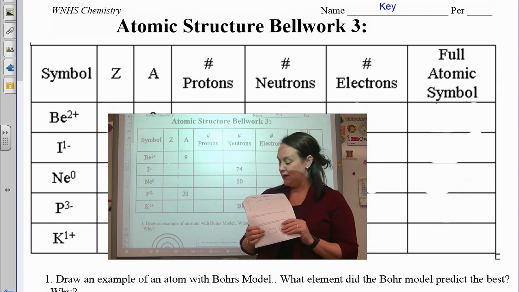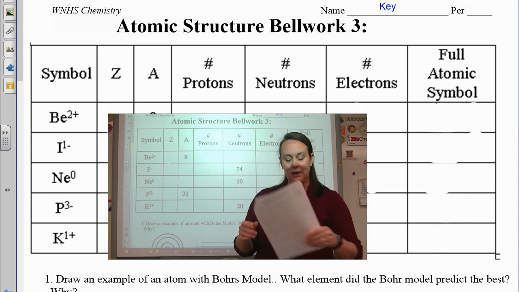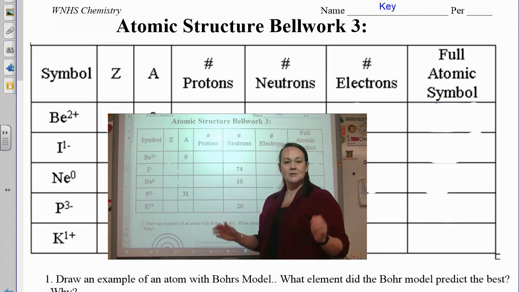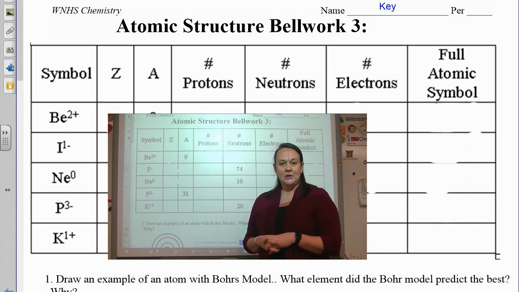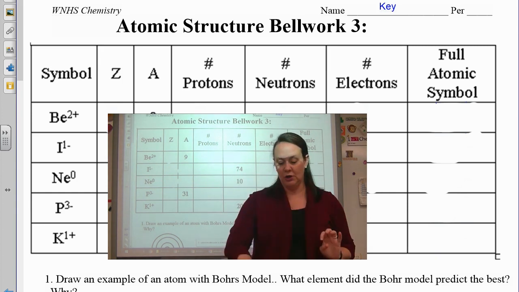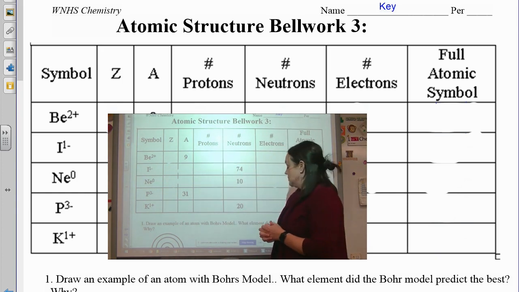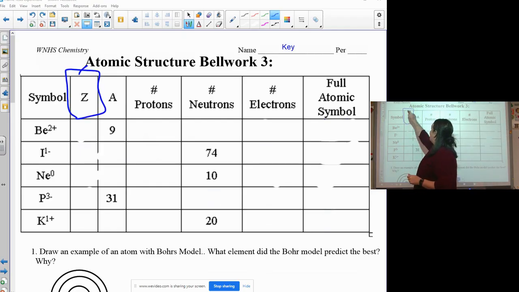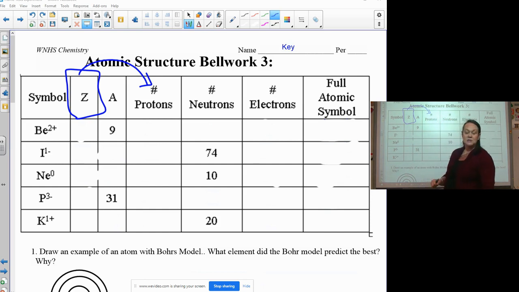So I think what we'll do today is we'll start with Atomic Structure Bell Work number 3, making sure that you know how to do it. I'll do a few on here, and then I'll just let you pause the program and check the answer key. So first thing you have to have is your periodic table. Looking good there. And let's remember a few things. So Z is the atomic number, which always tells you the number of protons. You probably have this information written at the top of your periodic table if you don't remember.